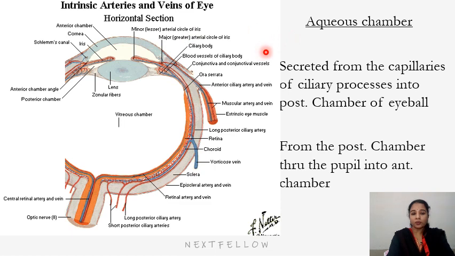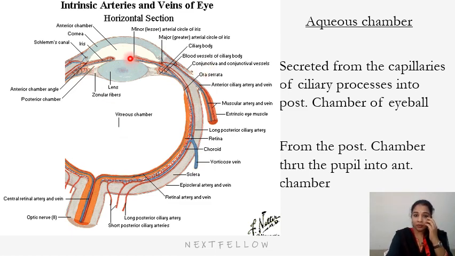Next, about the aqueous chamber. The aqueous humor is present in front of the lens. Posterior to the lens is called the vitreous chamber, containing the vitreous body or vitreous humor. The anterior part is divided into anterior and posterior chambers by the iris, and it contains a thin fluid, whereas the vitreous chamber contains a thick, denser fluid.